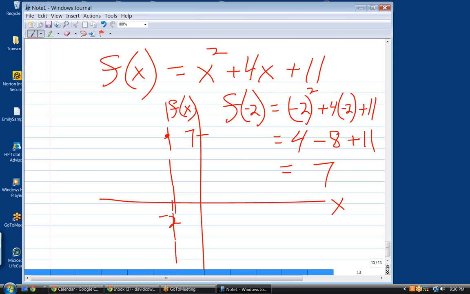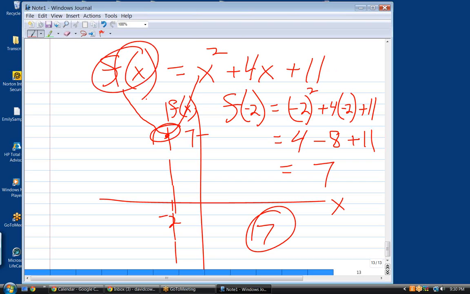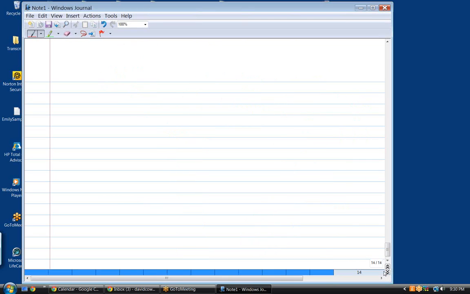So there's the vertex right there. We know it goes up, so the minimum value is 7. Notice that it goes up, so there are no zeros. It does not cross the x-axis. Which means if we had to set this equal to 0 and solve it, we're going to use the quadratic formula, and we're going to get i in our answers.